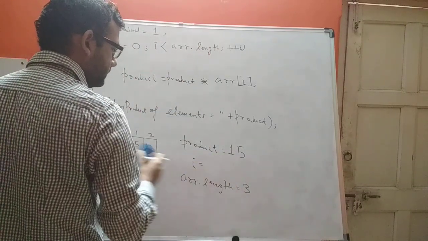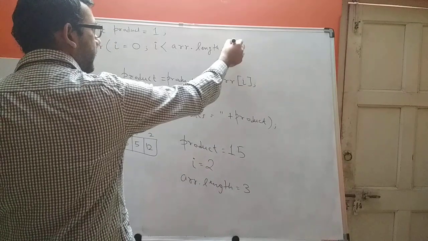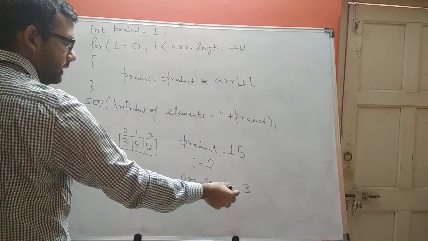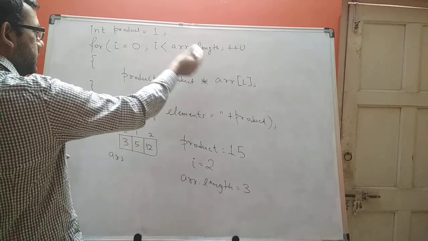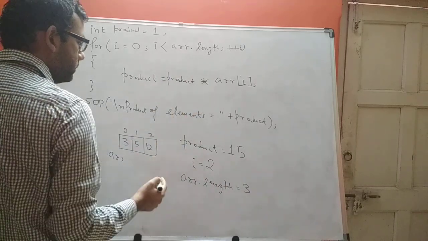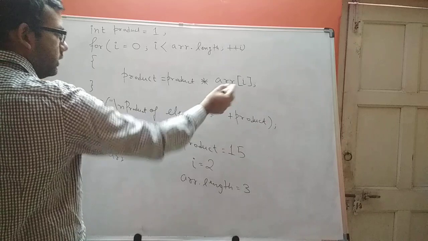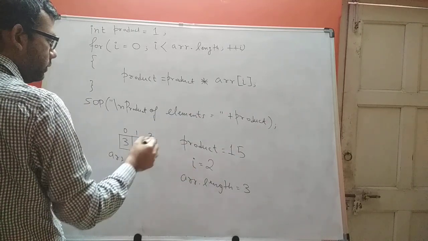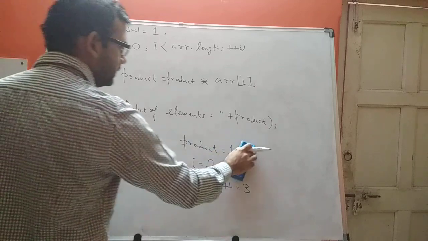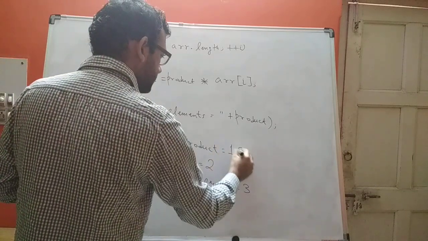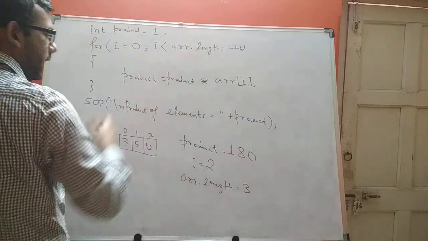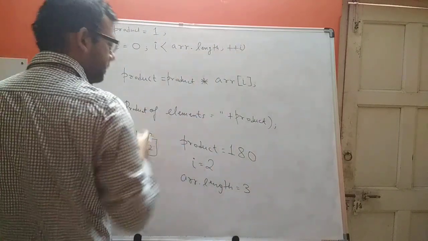i becomes 2. Now again I check the condition. The condition is satisfied because arr.length is 3, i is 2 and 2 is less than 3. You come inside. Product equal to product into arr of i. What is arr of i? arr of 2. So 15 into 12 will give you 180. So product becomes 180.